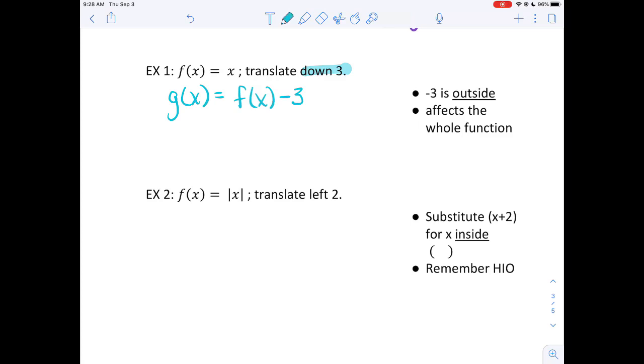All right, so let's substitute for f of x. We know that f of x is actually just x. So we can substitute that in and write g of x is equal to x minus 3. There's nothing else we can do to make this any more simplified, so we are done. g of x is x minus 3.